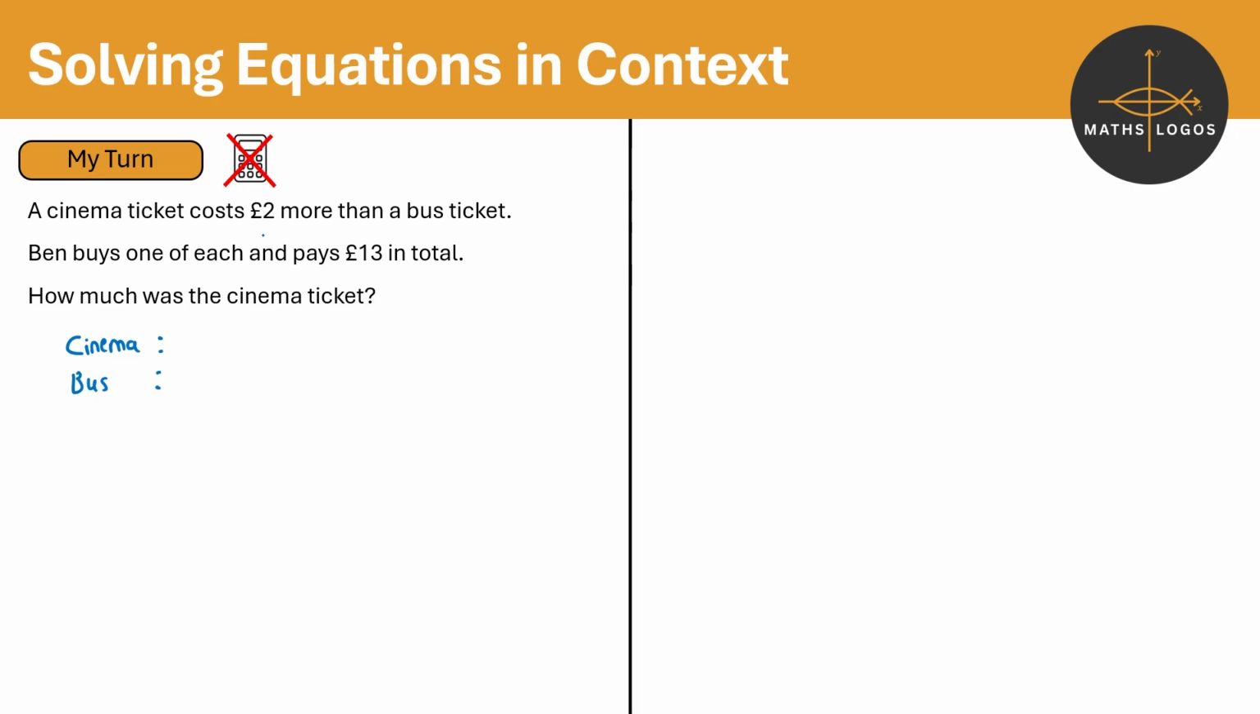It says the cinema ticket costs £2 more than the bus ticket. So what I could do is let the bus ticket be x, and if the cinema ticket costs £2 more than the bus ticket, the cinema ticket is going to be x add 2. It says Ben buys one of each, so he gets a cinema ticket and a bus ticket, and pays £13 in total. What that means is if I add together the cost of the cinema ticket in terms of x and the bus ticket in terms of x, that is going to be equal to £13.